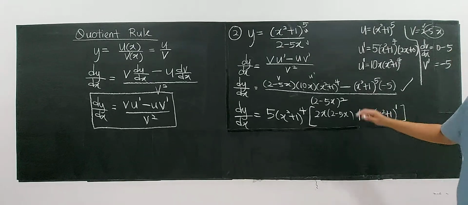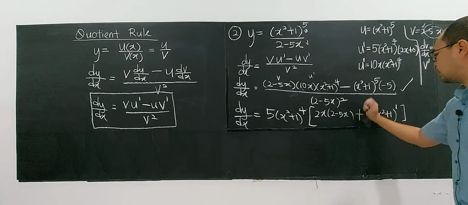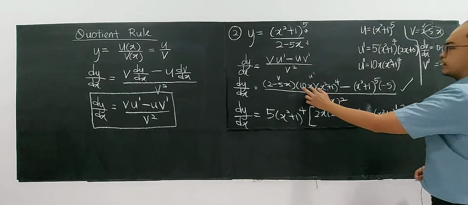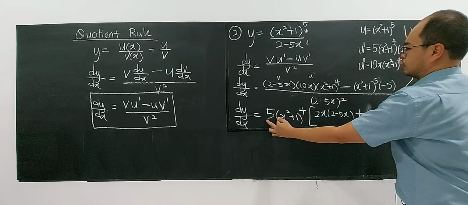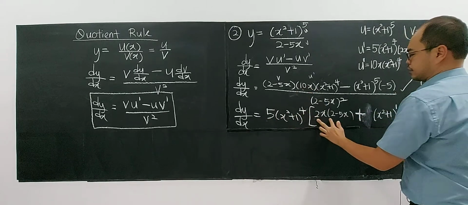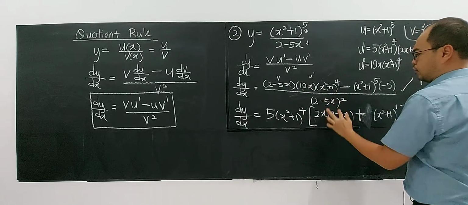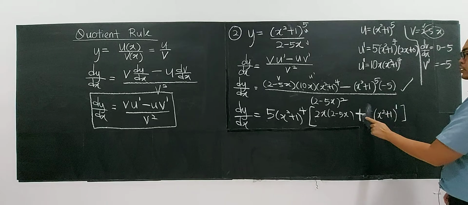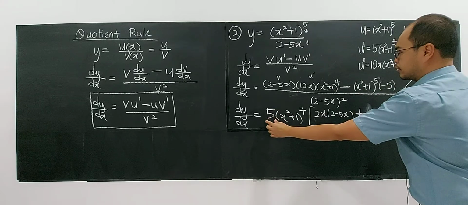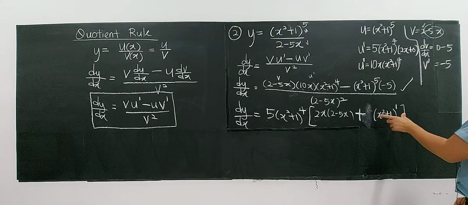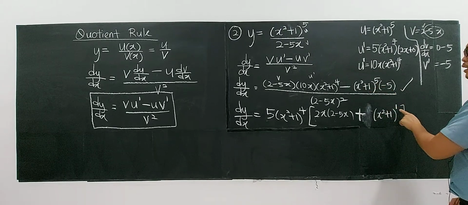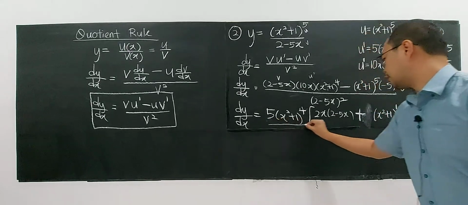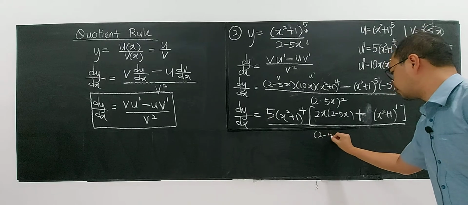Sorry, because you already taken out the 5, here you no longer have 5. Be careful, because you factorized the 5. So 5 times 2 is 10x, this one power 4. Positive here, negative, positive, right? But the 5 you already took out, so don't have 5 here. So x squared plus 1 to the power 1. Why is it power 1? Because 4 plus 1 is 5. Then you divide everything by 2 minus 5x to the power of 2.